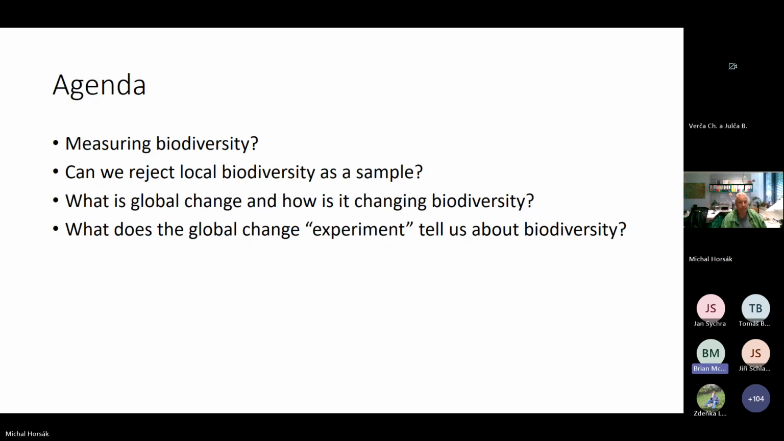So talking about biodiversity in general, and I'll cover 4 topics. How do we measure biodiversity? Is biodiversity really just a sampling process? So there is that stochastic theme. Some work on global change, some of which is older, so I'll go through that pretty quickly. And then some newer stuff about some implications back into basic understanding of biodiversity as a consequence.